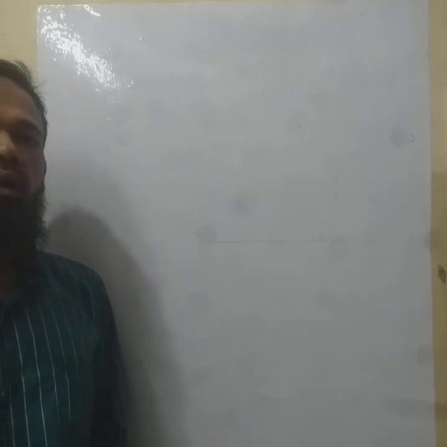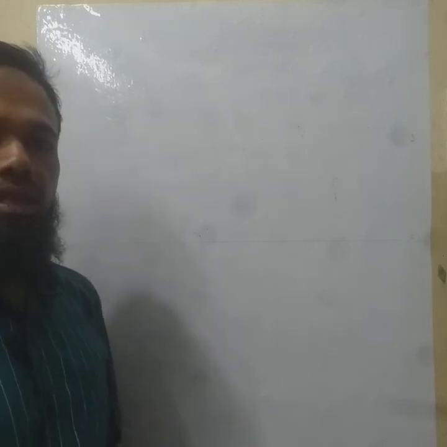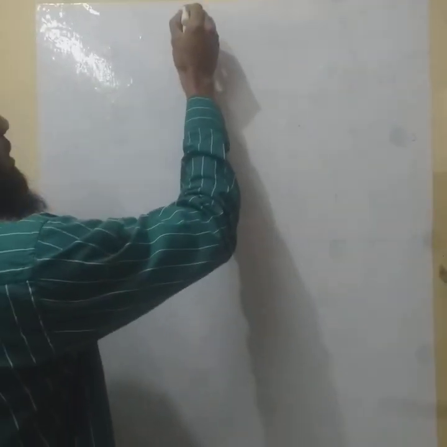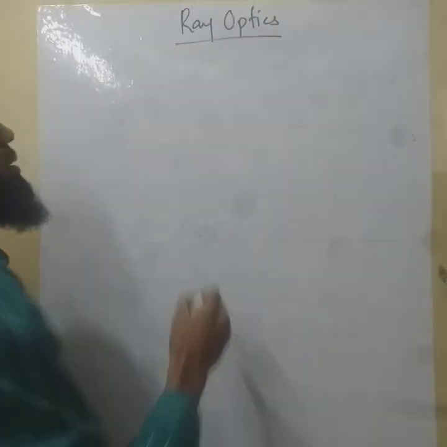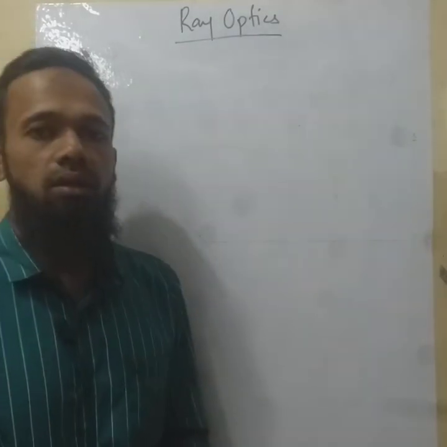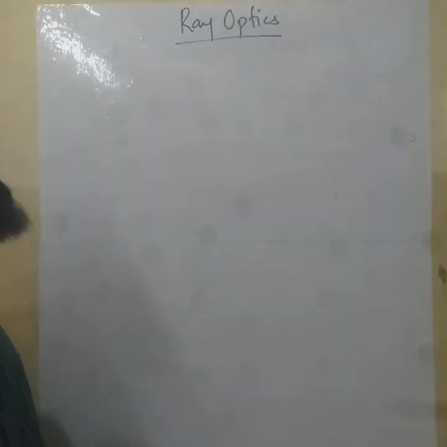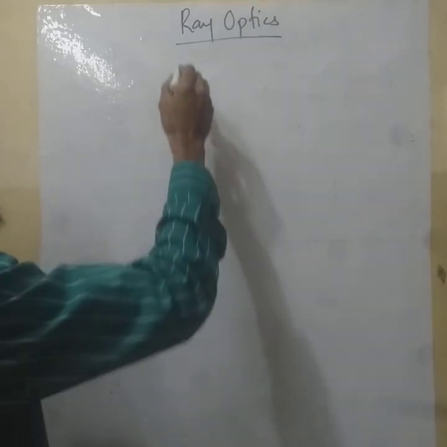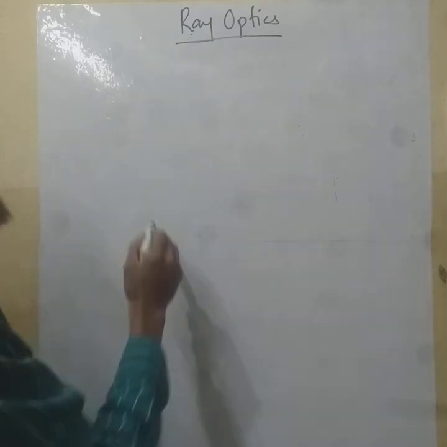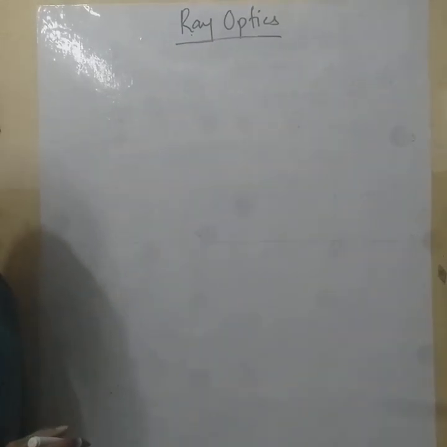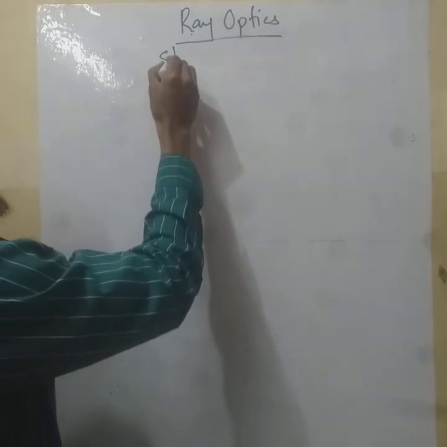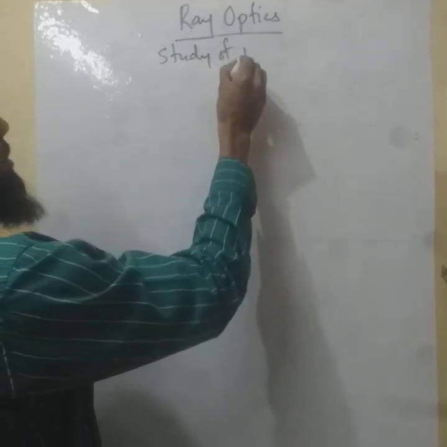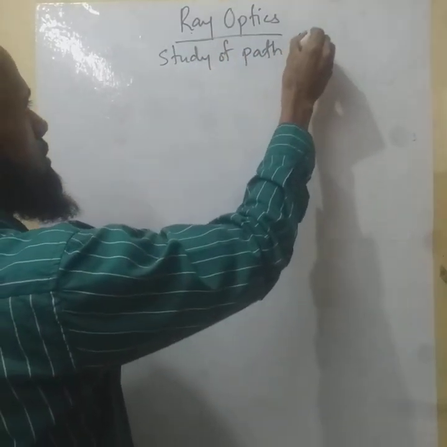Today we are going to learn our new lesson of class 12 physics, that is ray optics. So we will start our new topic. First of all, we know about the meaning of this word ray optics. Here the word ray means the path of light and optics means the study of light. So ray optics means study of path of light.